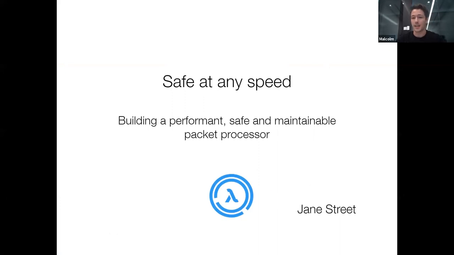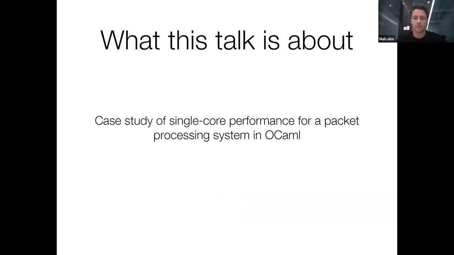I'm Malcolm. I work at Jane Street, Hong Kong, and this talk's called Safe at Any Speed. I'm going to be talking about writing high-performance systems at Jane Street, and how we think about running performance systems. The talk is going to be a walkthrough of designing a particular system that does a very specific thing, a packet processing system. We're going to be looking at single core performance of this process that consumes market data, which is data from the market, from an exchange. We'll get more into that. But it's going to be a walkthrough designing the system.